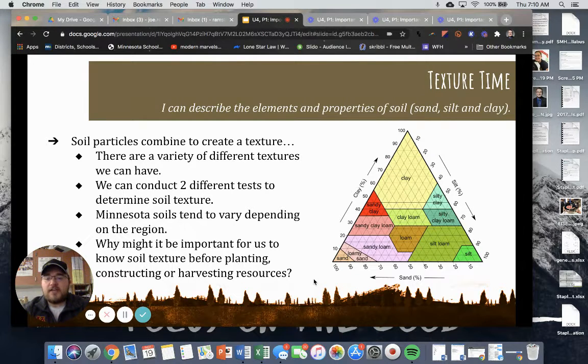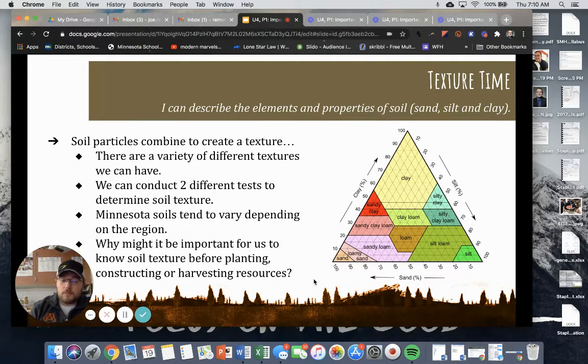Minnesota soils tend to vary depending on the region of the state. It's important for us to know soil texture before planting, constructing, and harvesting resources, simply because different soils are better for different things, right? Some types of soils are going to be better at retaining water, like we just talked about previously. So if they're better at retaining water, do you think that's better for growing crops? Or maybe for building septic tanks, right? There are lots of different things we need to consider when we are building, constructing, planting, etc.